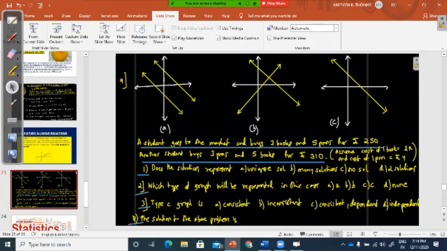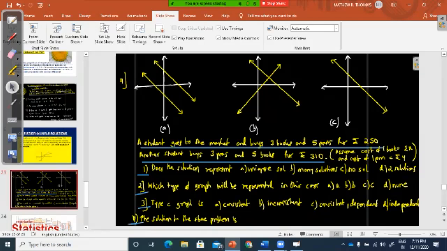So actually, if you are saying no solution, why? Because you have done 3 by 3, 5 by 5, and 250 by 310. A1 by A2, B1 by B2 is not equal to C1 by C2. So no solution. That's not correct. Why? Because what is the question? The cost of the book is X. Cost of the pen is Y. So here the equation is 3x plus 5y is 250.